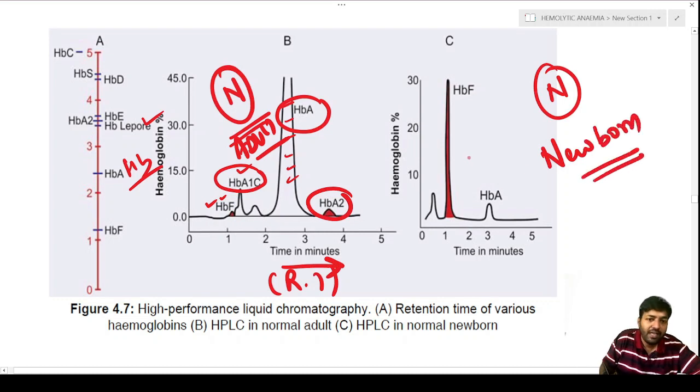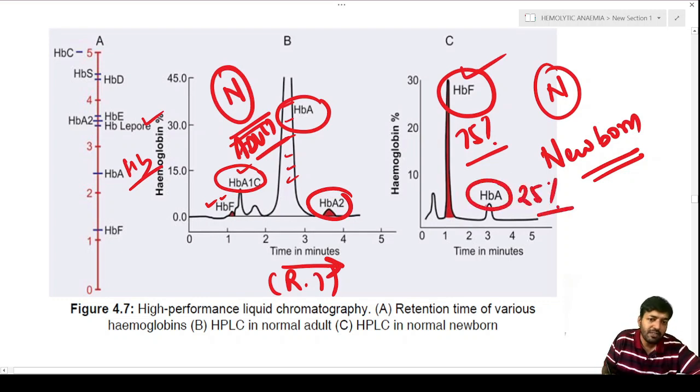Okay. So over here, as we can appreciate, the HbF peak is larger, because normally 75% is HbF. If you have seen the previous lecture, I have spoken about the different percentages of different hemoglobins present in adults and newborns, and the amount of HbA is approximately 25%. So according to their proportion, the area under the curve is less over here for HbA. So this is how we see the normal HPLC graph.